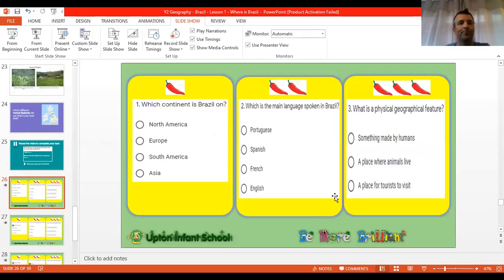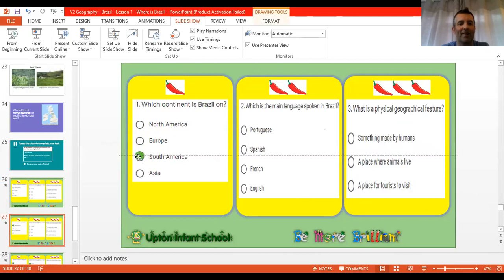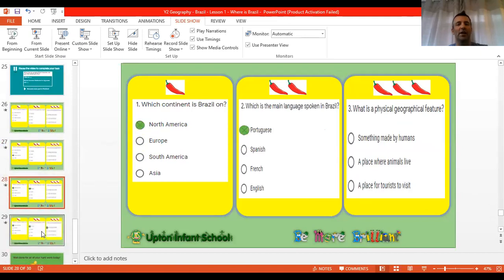So number one, which continent is Brazil on? Let's have a look. Did you get it? Yes, well done if you got that one. Hang on a minute. Chantal trying to catch you out there. South America. Let's get that one changed. Okay, well done. That one was South America. Let's see. Number two. What is the main language spoken in Brazil? Was it Portuguese, Spanish, French, or English? Let's have a look. Portuguese. Well done if you got that one. Portuguese. Let's move that one back down again.